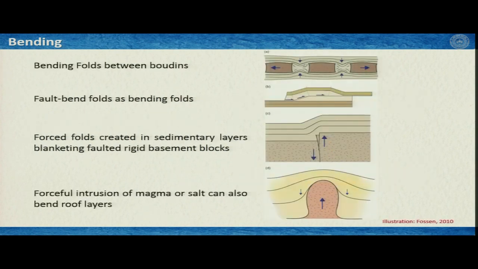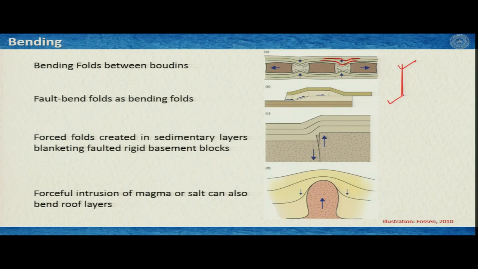In this slide, we have a series of examples that are very similar to what we have seen in the previous slide, and these are termed bending folds. For example, here in between the two boudins, the layers at the top and the layer at the bottom try to sink into the free space. So, they form something like that, and this appears to be a folded structure, and these are bending folds.